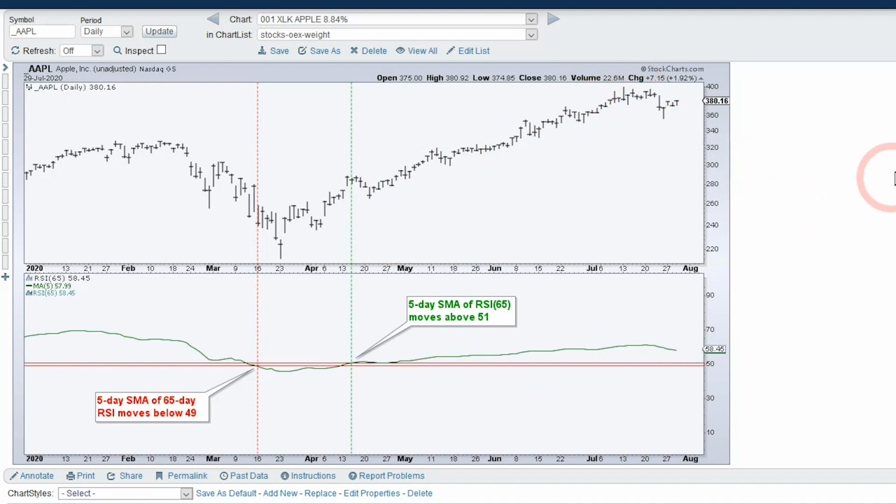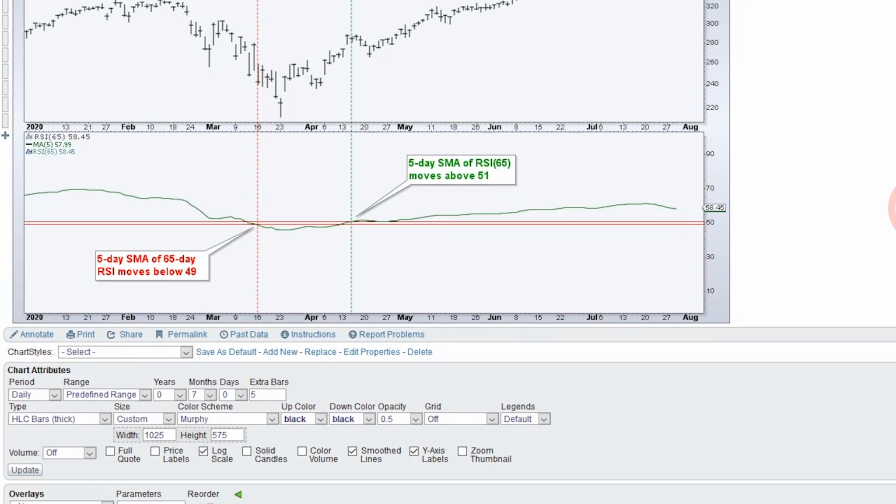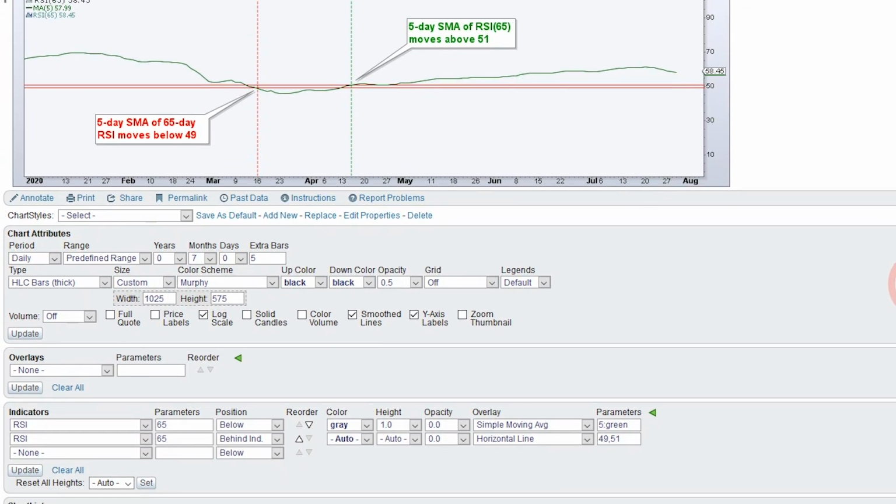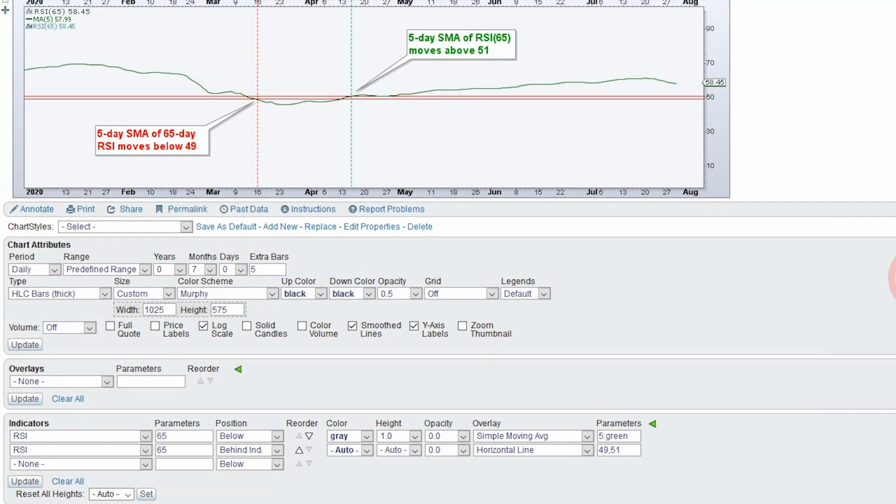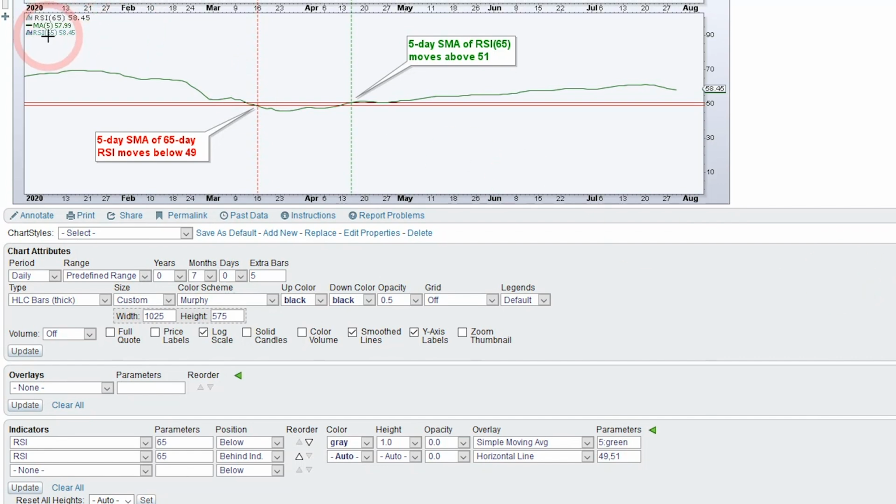So how did I create this chart? Well, I'm going to scroll down and look at the settings here. If you look at that indicator window, you see I've got RSI 65 twice, and I've got a 5-day SMA. So here's the indicator, RSI 65. And I set opacity to 0 because I wanted to hide the actual line for RSI. And I've got a simple moving average added, 5, and I colored it green.